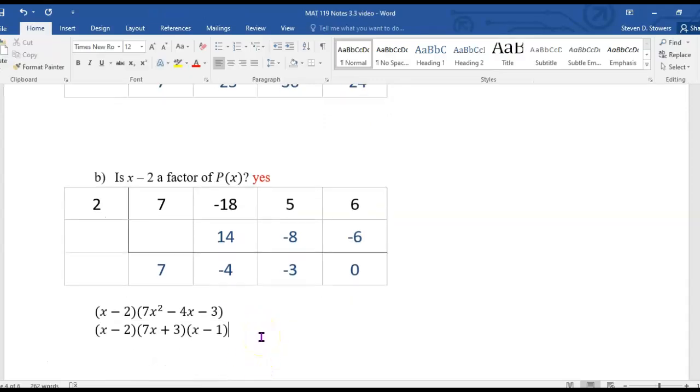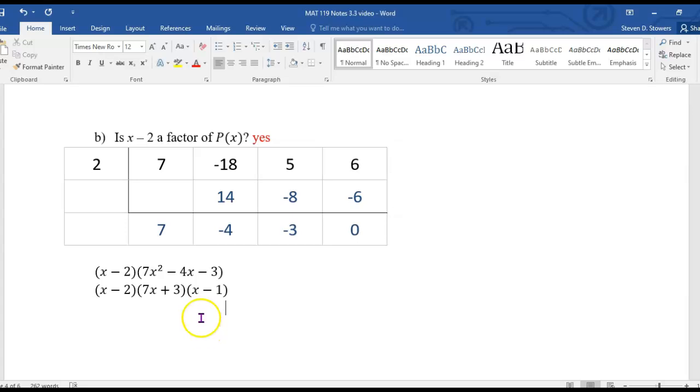Now we know all the factors. We got x minus 2, we got 7x plus 3, and we got x minus 1. And for each factor, we have a 0. 2 is a 0. And then for 7x plus 3 to equal 0, x would have to be, well, 7x would equal -3, so x would equal -3 over 7. And then for x minus 1 to equal 0, x would be 1.